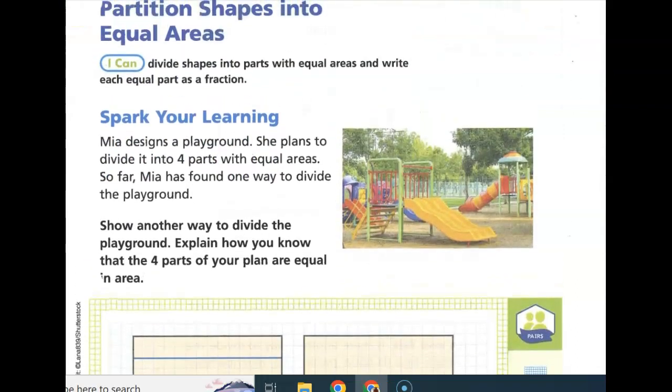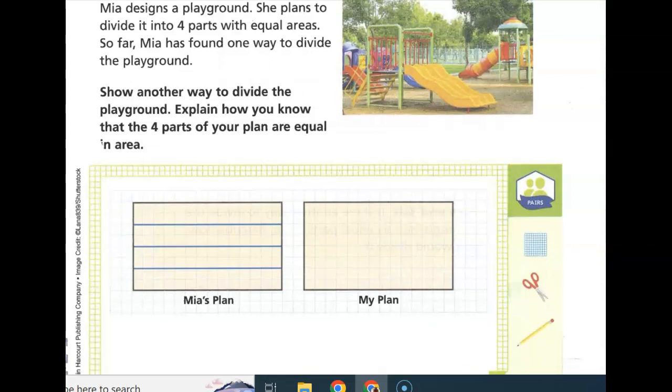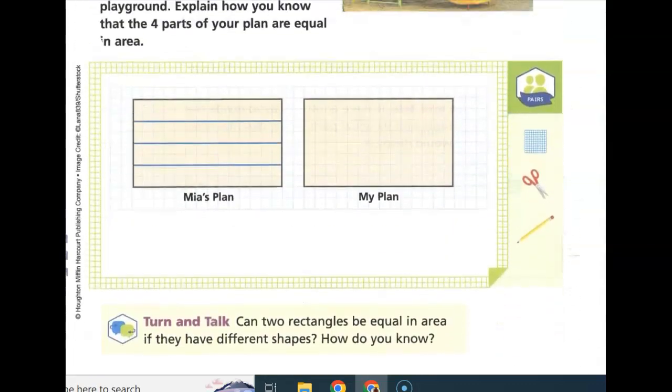So, now today we're doing it in equal parts. To partition something doesn't necessarily mean it has to be in equal parts, okay? Today that's what we're working on so that we can make fractions. Mia designs a playground. She plans to divide it into 4 parts with equal areas. So far, Mia has found one way to divide the playground. Show another way to divide the playground. Explain how you know that 4 parts of your plan are equal.